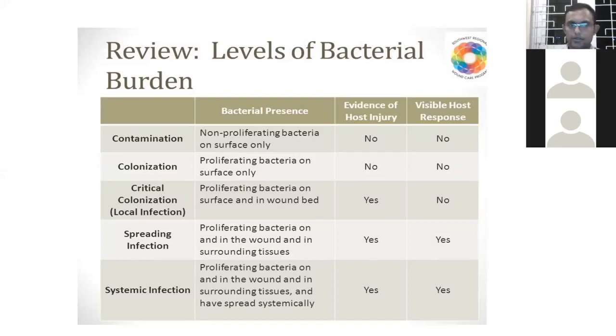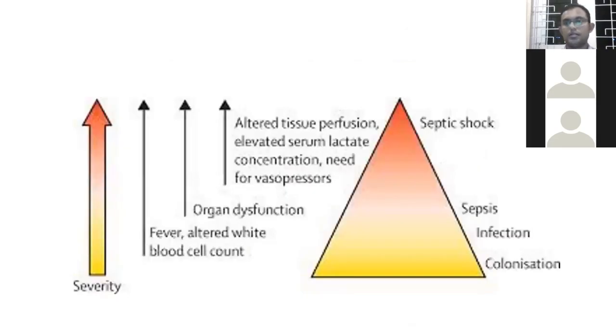So then it goes into critical colonization, proliferating in the surface, and there is evidence of host injury: bad granulation tissue, smell, exudate, everything. So that's sort of a local infection. And then spreading infection: proliferating bacteria on and in the wound and surrounding tissues. They go into the tissues. Then you have the visible host response with host injury. And then you go into systemic infection, that is sepsis. So those are the 4 levels of bacterial burden.